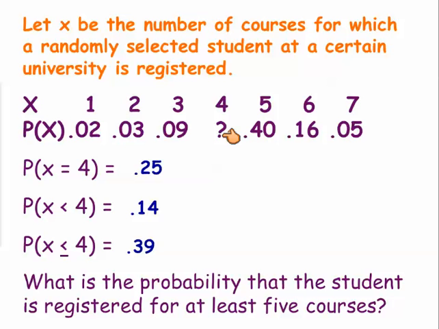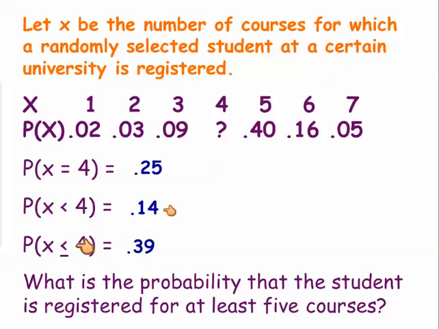One way we could find this probability would be to add these all up and subtract it from 1, because it has to add up to 1, right? So if I subtract it from 1, what do I get? 0.25. So that means the probability of 4 is 0.25. What's the probability of them being enrolled in less than 4 courses? It would be the sum of 1, 2, and 3. So I can see that be 1.14.